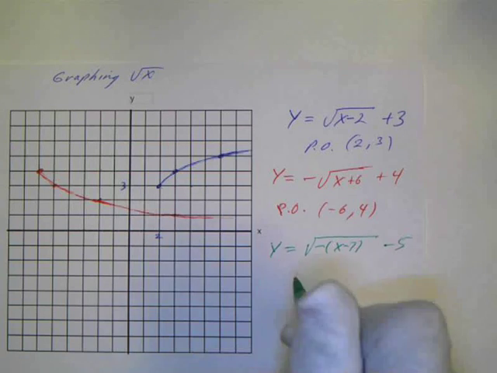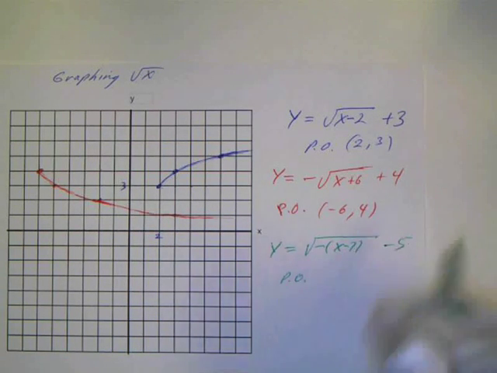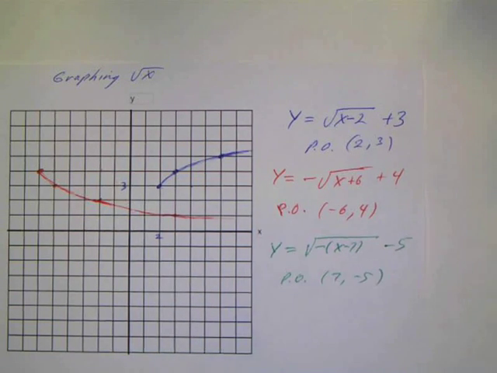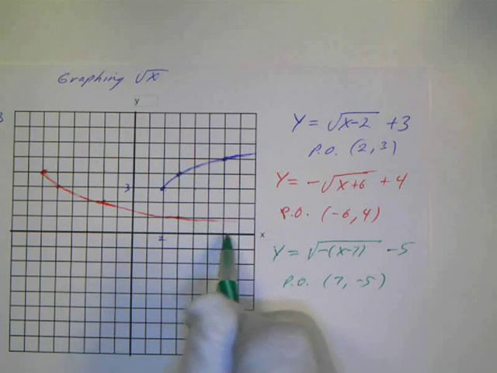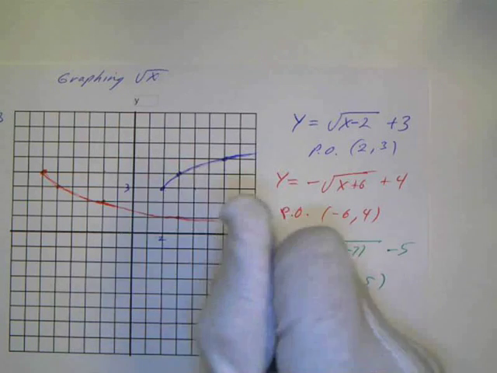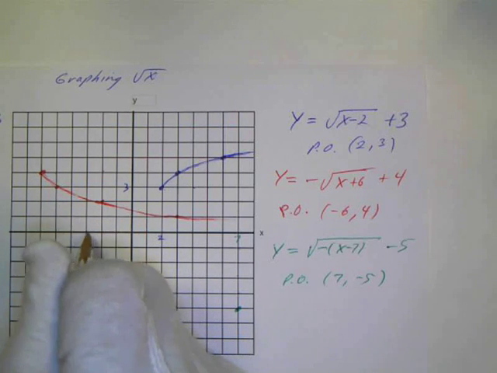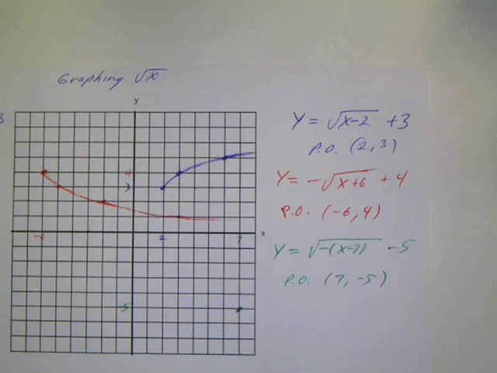And that's going to be 7, same sign and opposite sign, so that's going to be 7 and negative 5. So if I go out to 7, negative 5, 1, 2, 3, 4, 5, 6, 7, 1, 2, 3, 4, 5. So there's your 7, negative 5. Okay. I didn't really mark these points over here. This is negative 1, 2, 3, 4, 5. And this is 4.